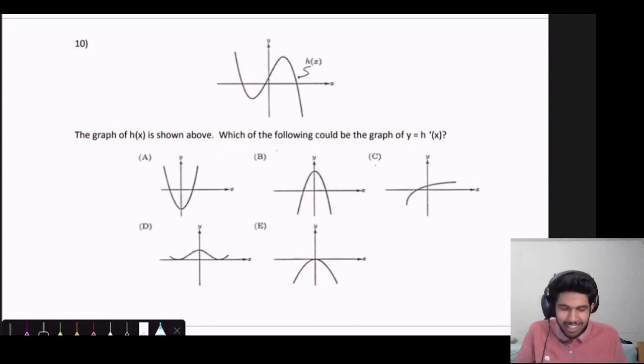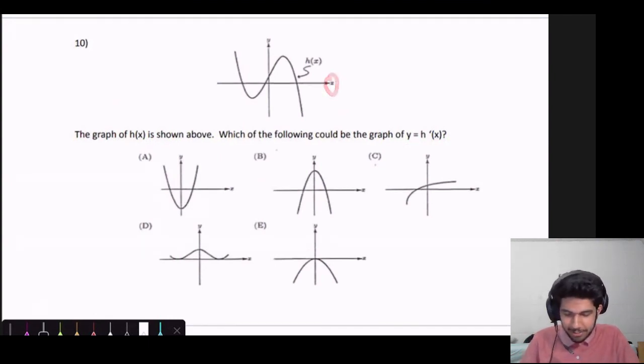Last question. It's just a simple multiple choice. We're given the graph of h of x, and we just want to find what could possibly be the graph of h prime of x. So for this, we need to look at our tangent lines and perhaps the sign of those. So when x is very negative here, the sign of the tangent line is negative. So we're negative, negative, negative, negative, negative.